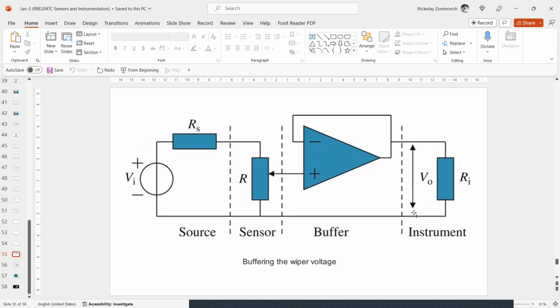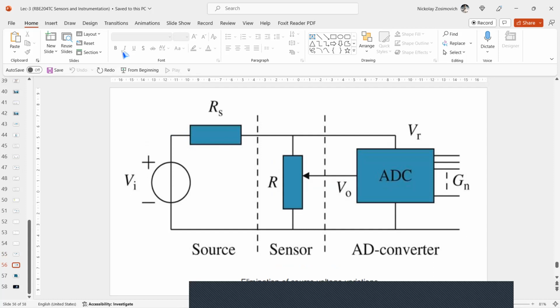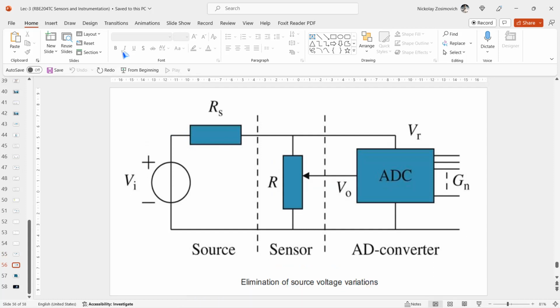Additional nonlinearity due to possible low input resistance of the measurement instrument can be circumvented by inserting a voltage buffer between the wiper and the measurement instrument. We can see here from this slide. Such a buffering alleviates the requirement on the input resistance of the readout signal. And the influence of source voltage changes can be reduced by applying a ratio method as illustrated in this slide.